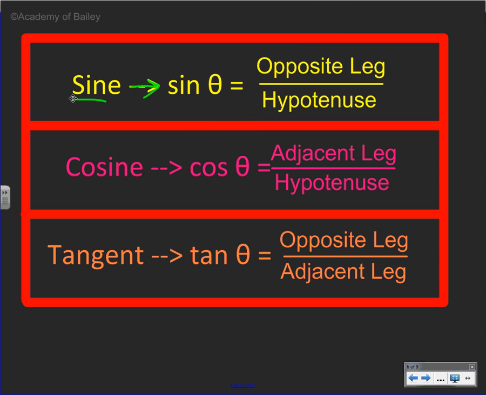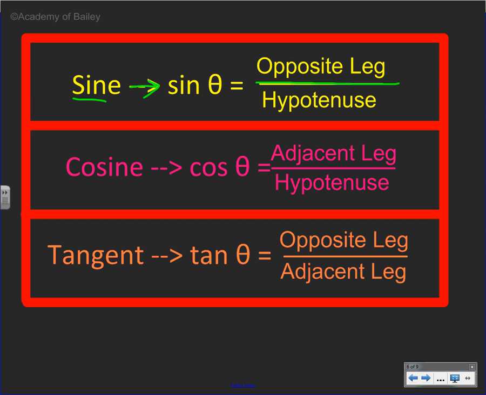So let's go back to the formula. It says sine of theta is equal to the opposite leg over top of the hypotenuse. And as long as you can set that up, then you can use your algebra skills to solve for the unknown, whether it's the angle, the opposite leg, or the hypotenuse.